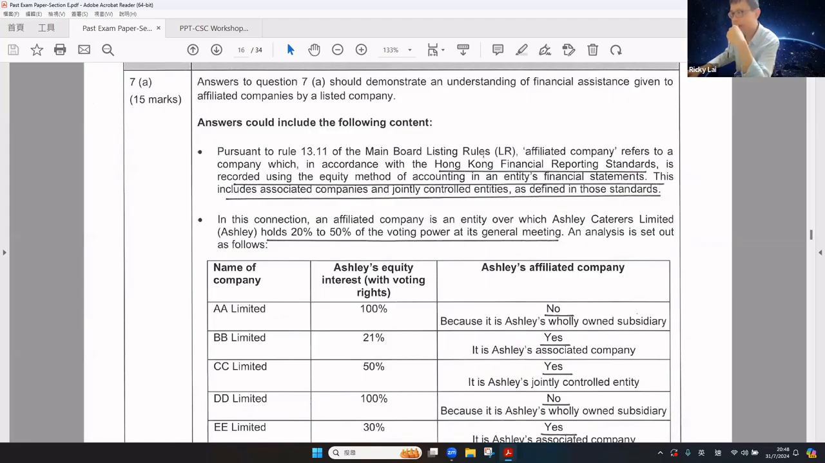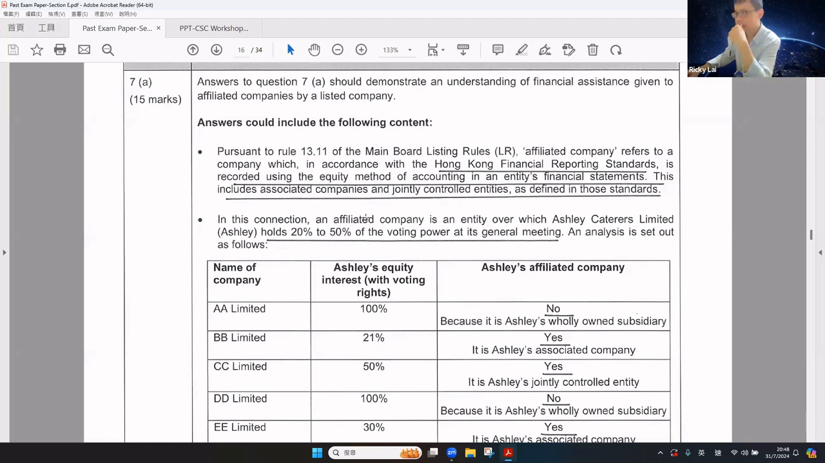Okay, first of all, what is the meaning of affiliate company? Please refer to the Hong Kong Financial Reporting Standard. This means that it is recorded using the equity method of accounting in an entity's financial statements. And because of the Hong Kong FRS definition, affiliate company also includes associate company and jointly controlled entity.